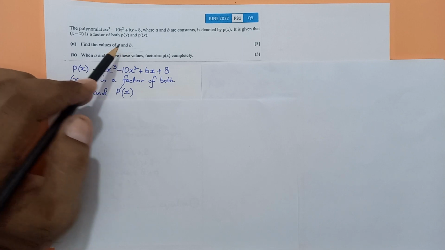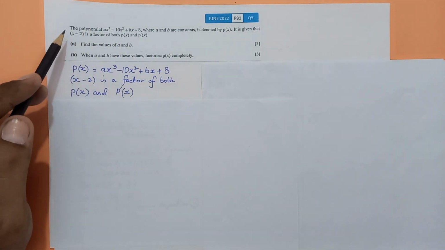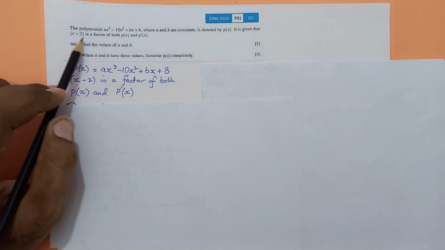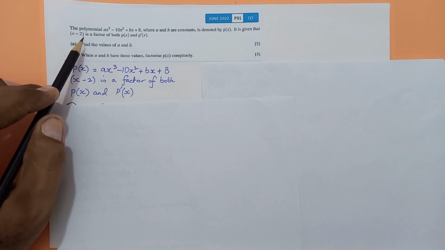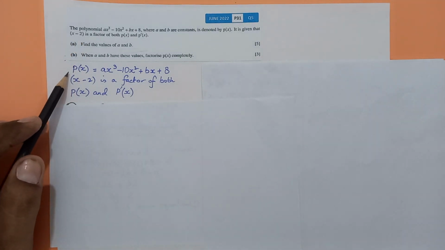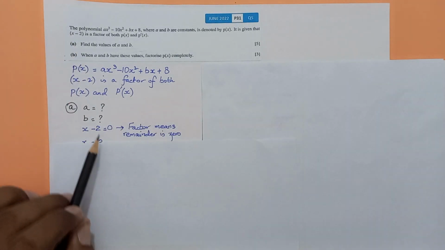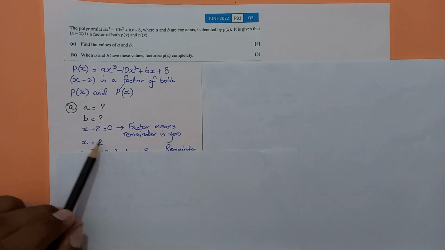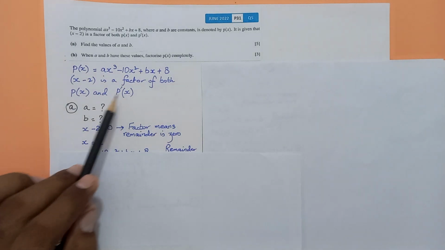Very simple question. x minus 2 is a factor, that means the remainder would be 0. We don't have to go for the division process because the factor that they have given us is not a quadratic factor, it is a linear factor. So we can simply write x minus 2 is equal to 0, and we can say that x is equal to 2 because it is a factor of the polynomial and the derivative of the polynomial.